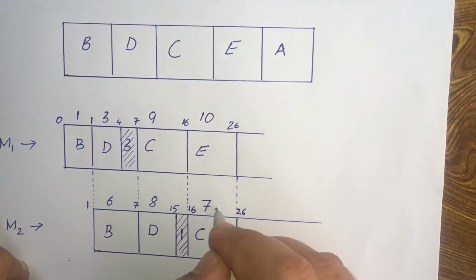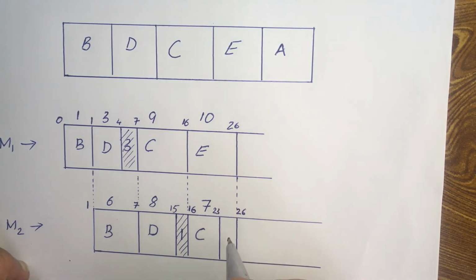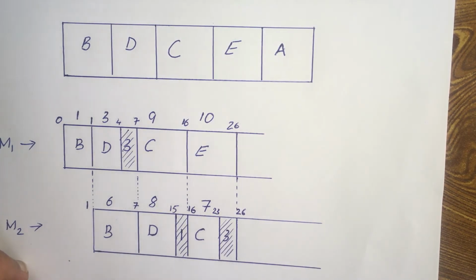Because 16 plus 7 is 23. So it is done by the 23rd hour, but it has to wait. So it has to wait how long? 26 minus 23. So 3 hours it has to wait here. So there will be an idle time, not waiting time. Sorry, there will be an idle time of 3 hours. So no work happening for 3 hours.